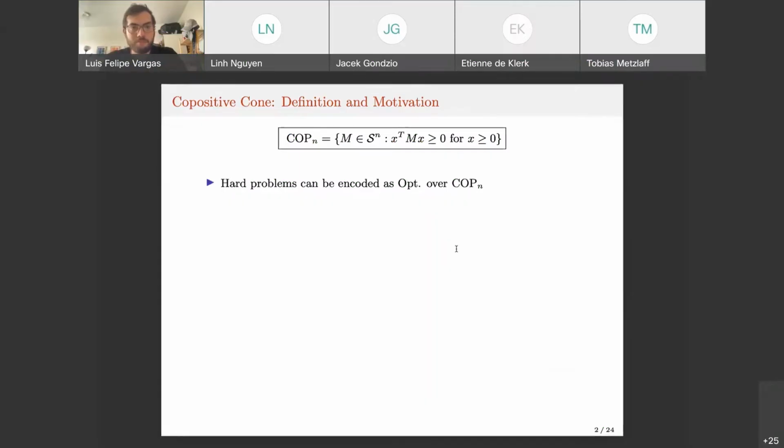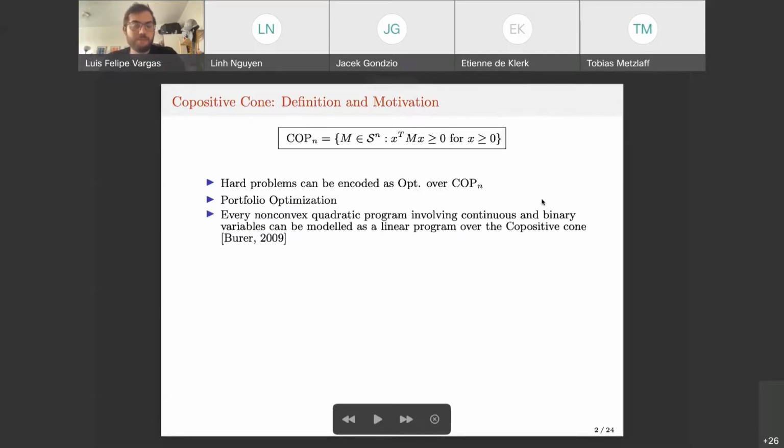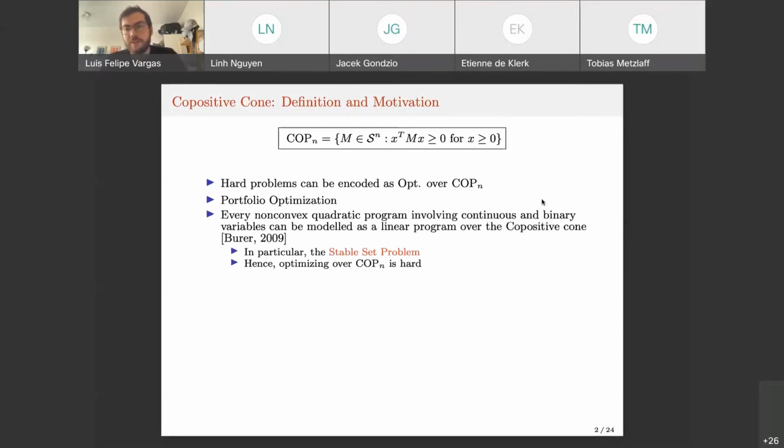Optimizing over the Copositive cone is important, as hard problems can be encoded as optimization over the Copositive cone, for instance portfolio optimization. It is motivated by a result by Burer in 2009, that every non-convex quadratic program involving continuous and binary variables can be modeled as a linear program over the Copositive cone. In particular, the stable set problem can be encoded as a linear program over the Copositive cone. Optimizing over the Copositive cone is hard, as the stable set problem is a certificate for that claim, and even deciding whether a matrix is copositive is a hard problem.